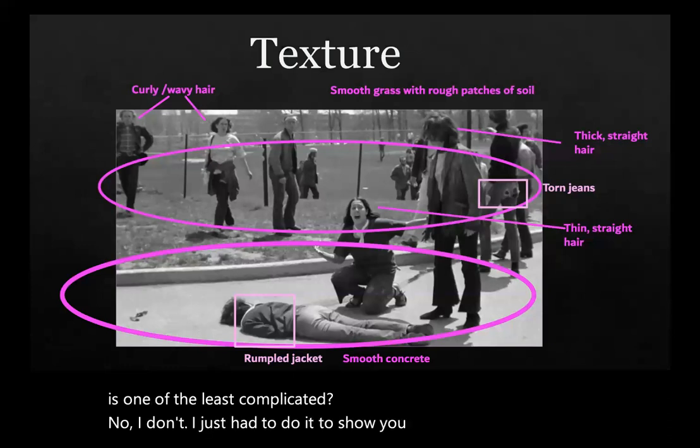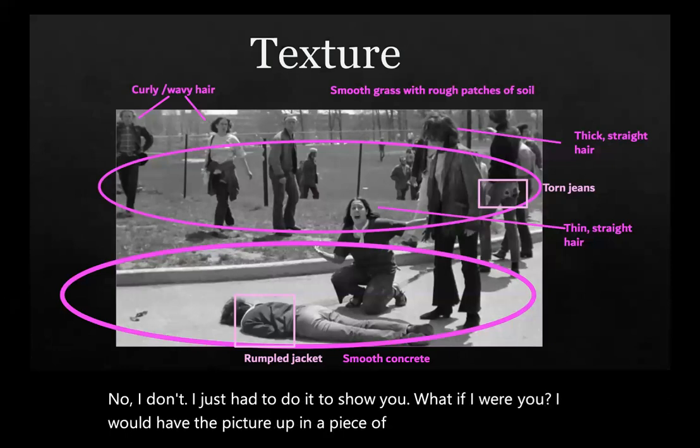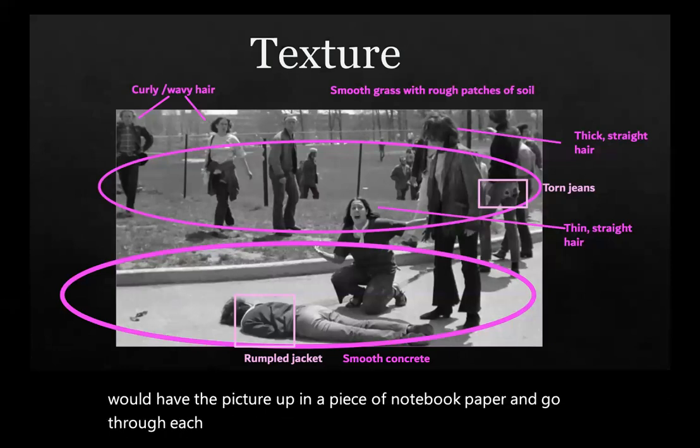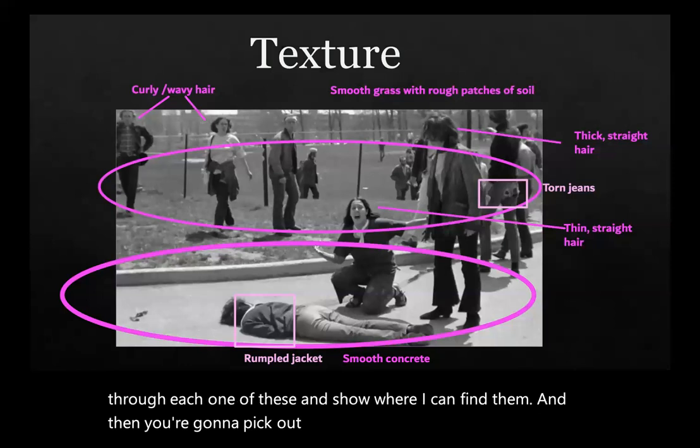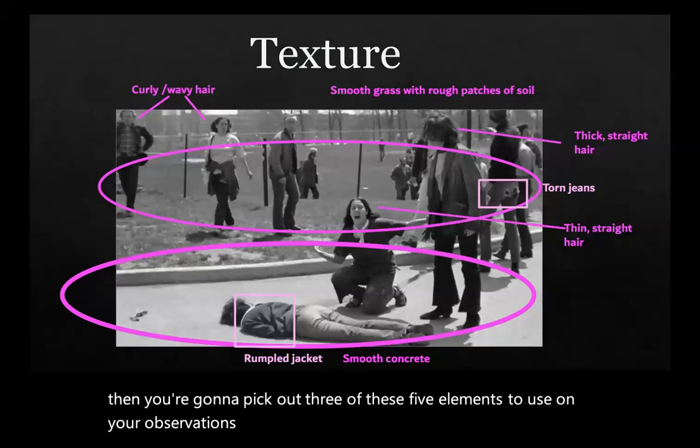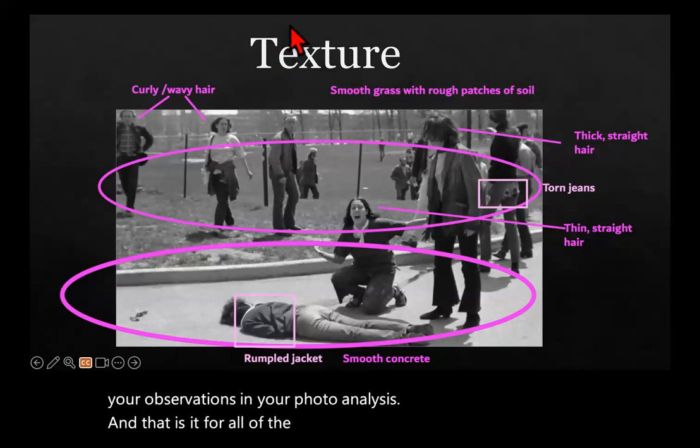If I were you, I would have the picture up with a piece of notebook paper and go through each one of these and show where I can find them. And then you're going to pick out 3 of these 5 elements to use in your observations in your photo analysis. And that is it for all of the 5 elements in a photo analysis.